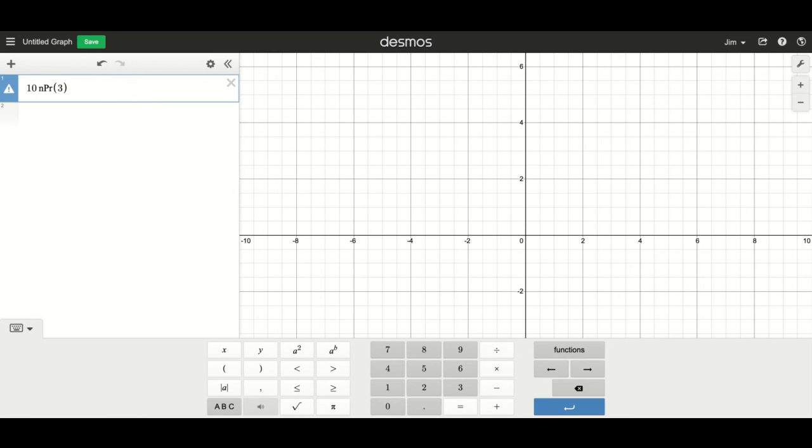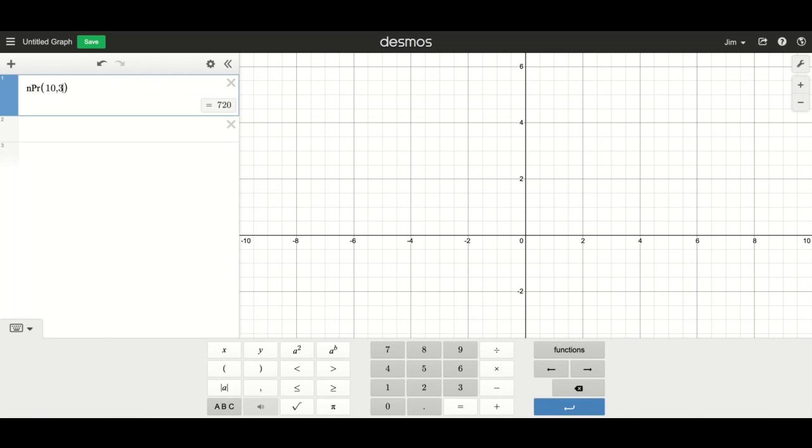And we end up with, oh, that's not how you do it. Darn it. Maybe I have to put the 10 permutate 3 in there. I haven't used this calculator in a long time. Let's see if I do it this way. Okay, there we go. You have to put your numbers in parentheses behind. So 10 permutate 3 would give us 720.